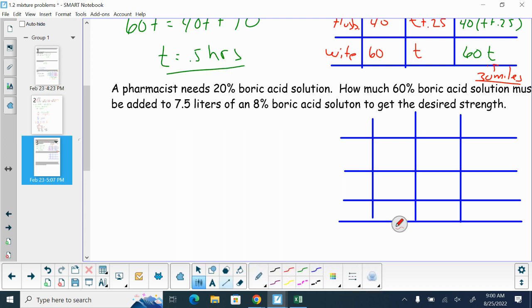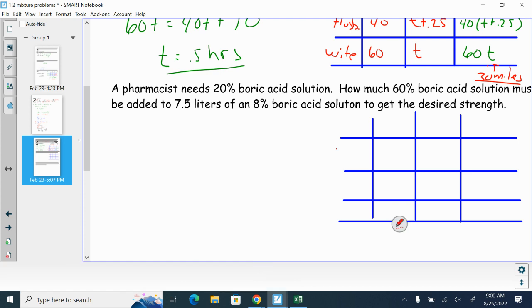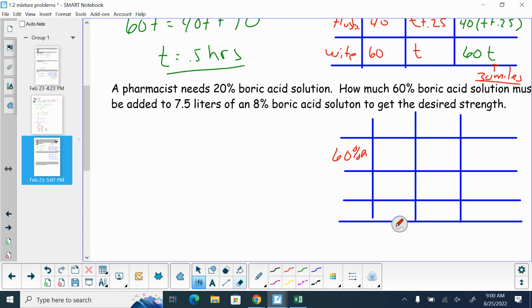So we have 20% boric acid. I'm sorry, that's my bad. That's what we're trying to get. We have 60% boric acid. We have 8% boric acid. And our solution is 20%.